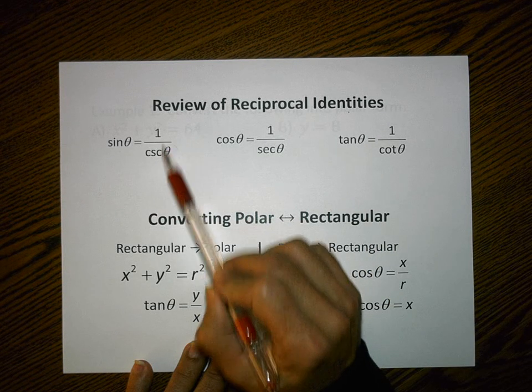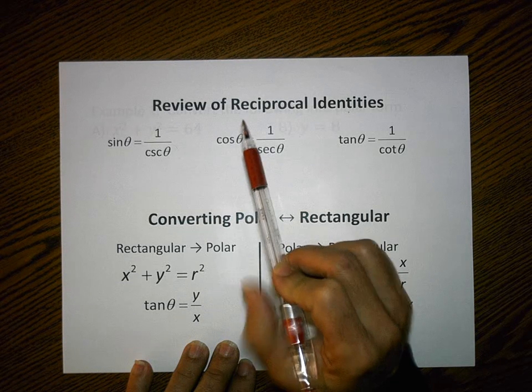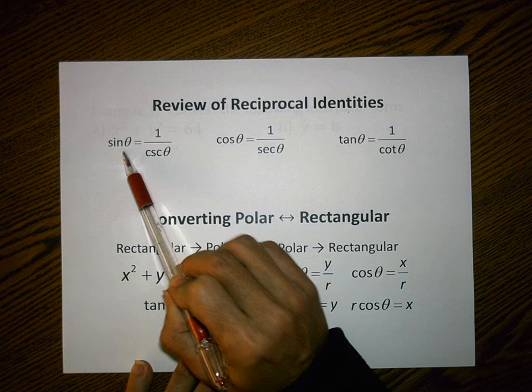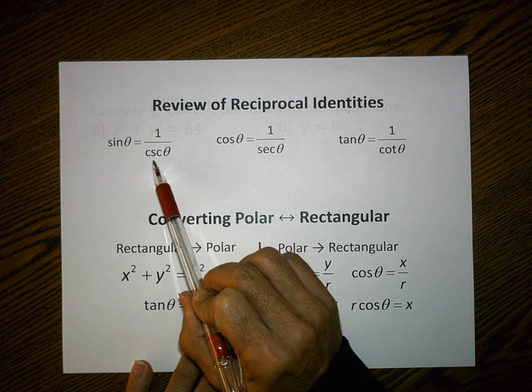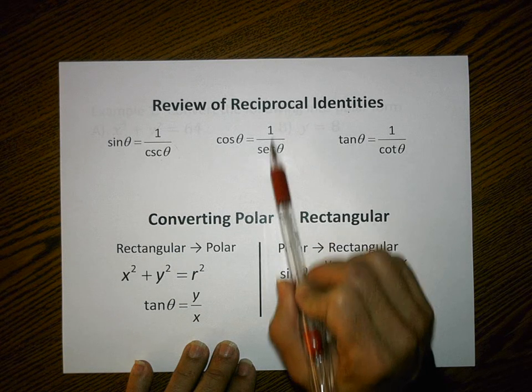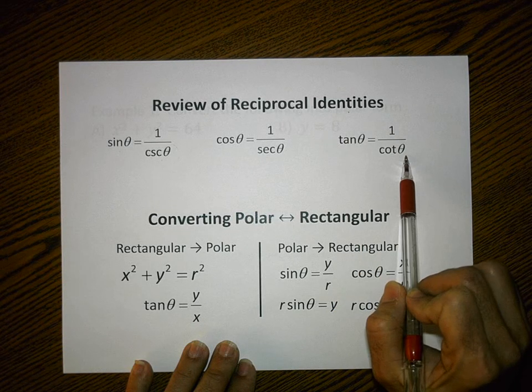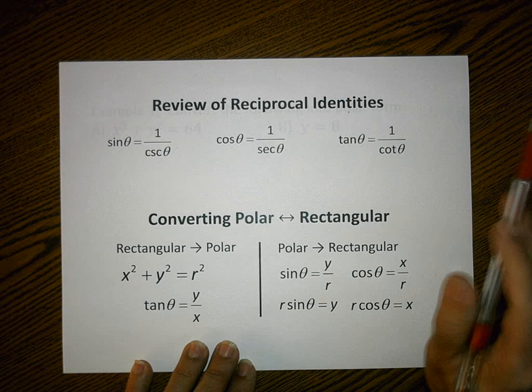The sine of theta equals 1 over the cosecant of theta. The cosine of theta equals 1 over the secant of theta. And the tangent of theta equals 1 over the cotangent of theta. Okay, we have to have those memorized already by now.